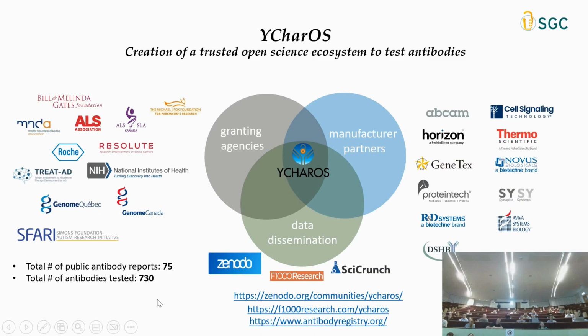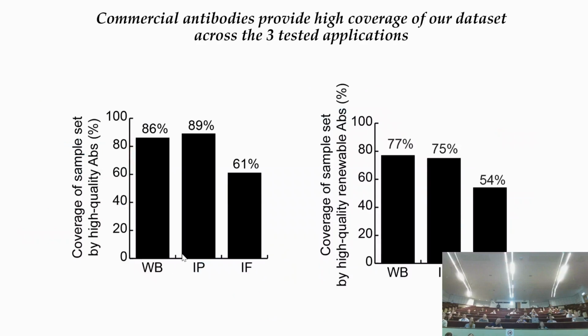And so far, and this number keeps changing, 75 antibody reports, 730 antibodies tested. That number keeps going up every day. Okay. So the data I'm about to show you might be a bit old in some cases, more antibodies than others. Now that we've got that number of antibodies validated, we can begin to draw some conclusions, right?